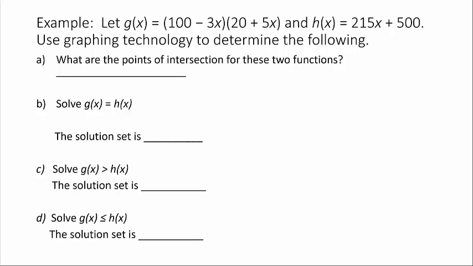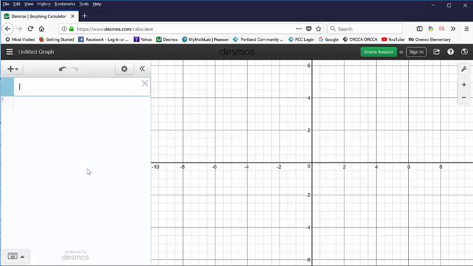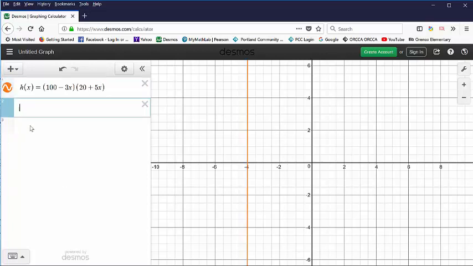We want to solve g of x equal to h of x, and g of x greater than h of x, and g of x less than or equal to h of x. Okay, so I'm going to go to Desmos here, and I'm going to enter h of x equal to 100 minus 3x times the quantity 20 plus 5x. Okay, so I see a little bit of that graph. And then I'm going to hit enter, and I'm going to enter g of x equal to 215x plus 500. Okay, so those are the two functions given in the problem.